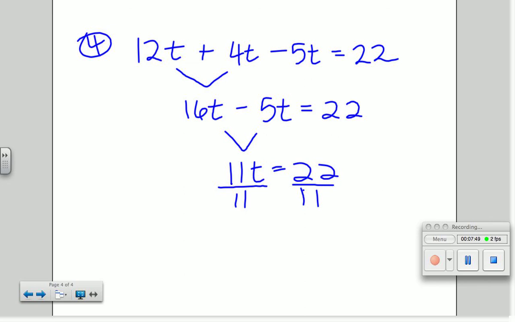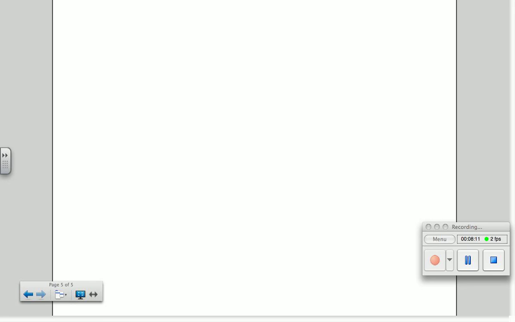Well then, 11 divided by 11 is just going to leave me with the t, and the 22 divided by the 11 is going to leave me with 2. So my answer here, mate, is 2t. 2t. So let's move on, shall we? We're going to do one more problem, and then that's going to be it, mate. So we're going to number 5.